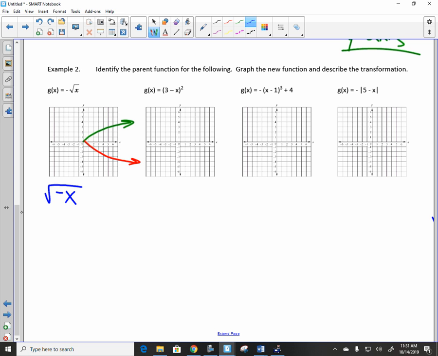So the question is, what if you had this, the square root of negative x? Well, now the negative's on the inside, isn't it? And so therefore, your graph is going to go back to this side. Suppose you had negative square root of negative x. Well, now it's both a horizontal and a vertical flip, isn't it?